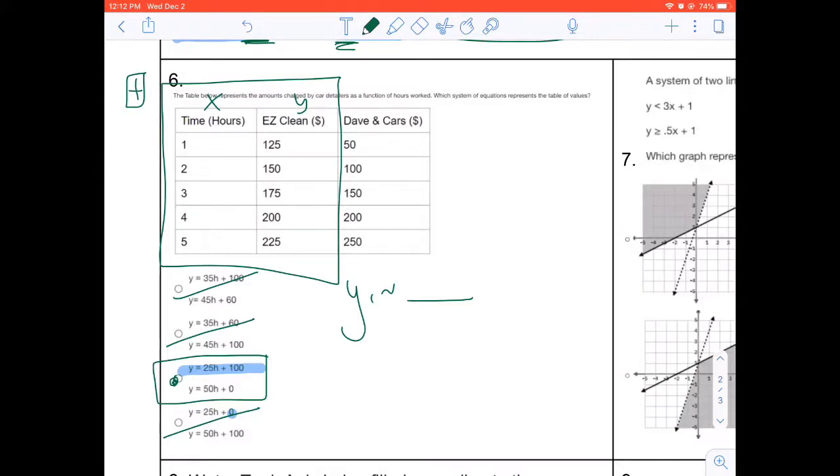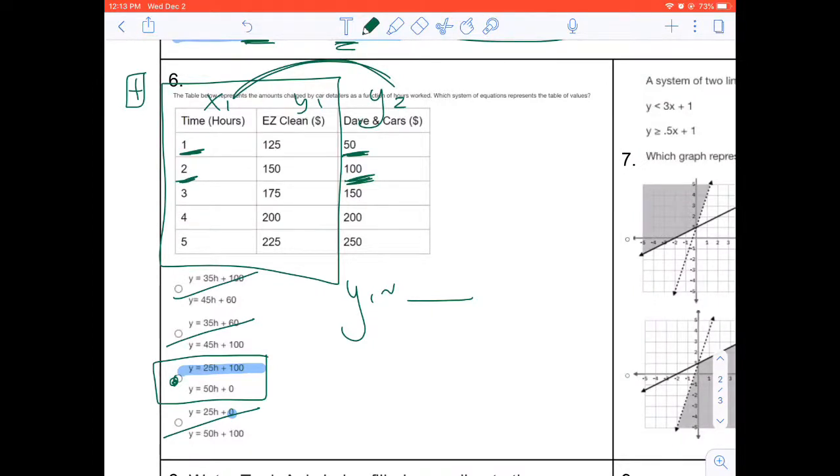But I want to show you how to add a third column and how we can check ourselves to make sure that we get all those points. This is x1, this is y1. When you add another column, we're going to call it y2. It's the second y value. And this is going back to when we have 1 hour, our second detailer is going to charge 50. Whenever we have 2 hours, our second detailer is going to charge us 100.